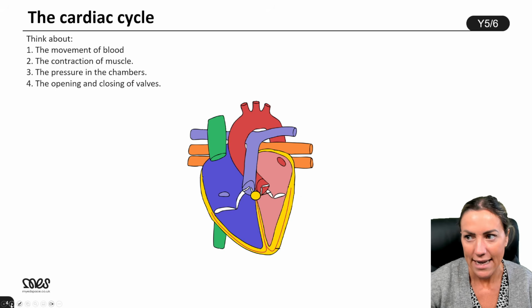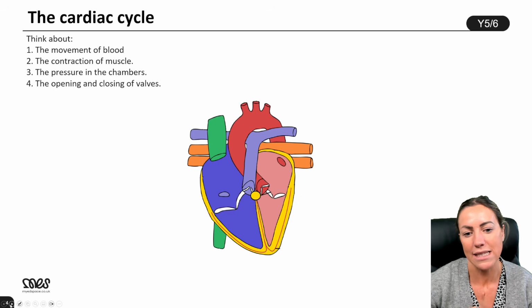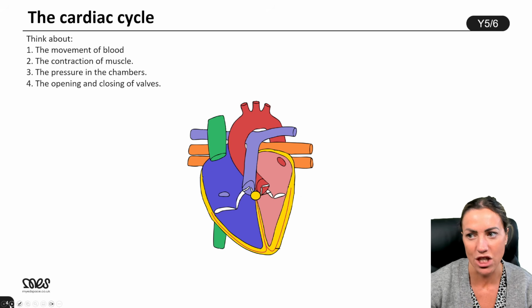Okay. Now, when we think about the cardiac cycle, this is how I like to teach it. We need to think about 4 things. We're going to go through them. The movement of blood, the contraction of the muscular chambers, the pressures in the chambers, and the opening and closing of valves. So let's go through them and piece our cardiac cycle together.